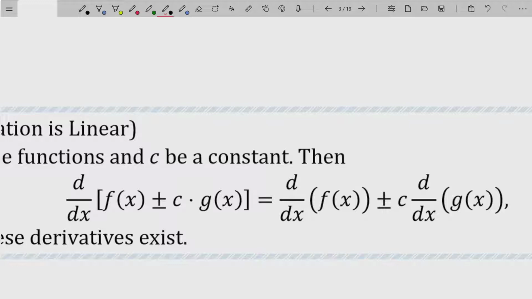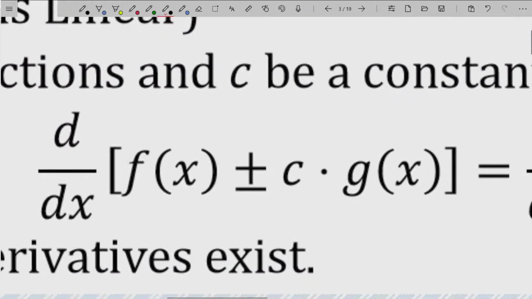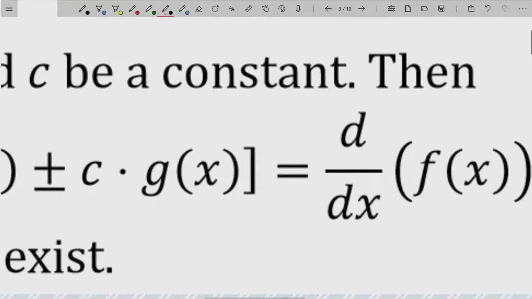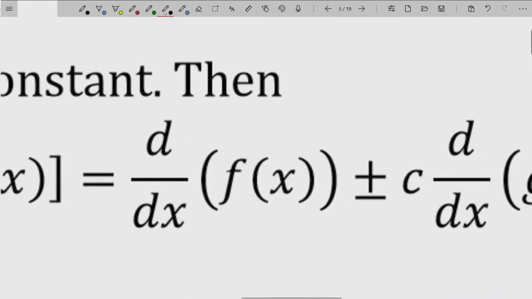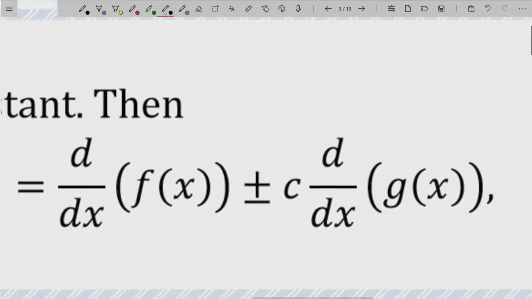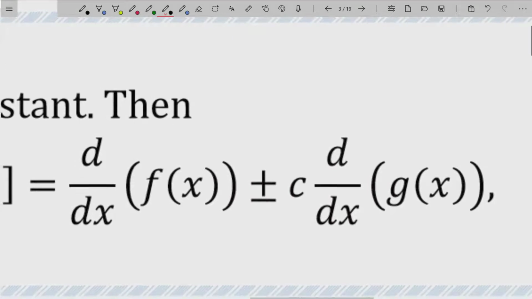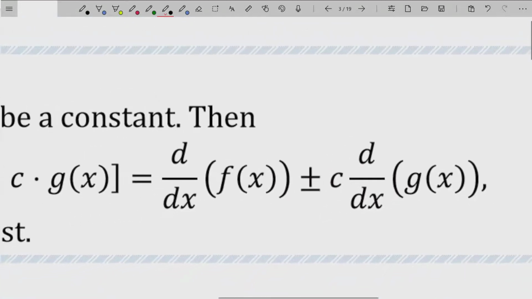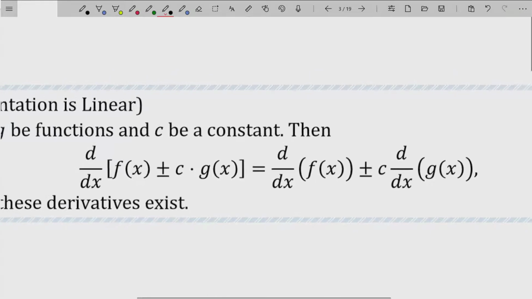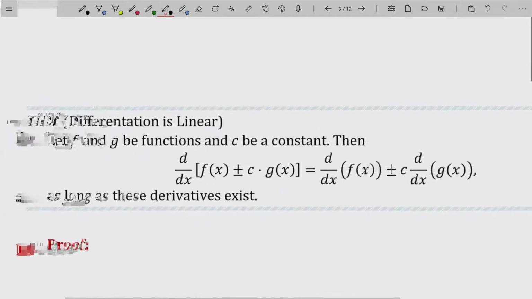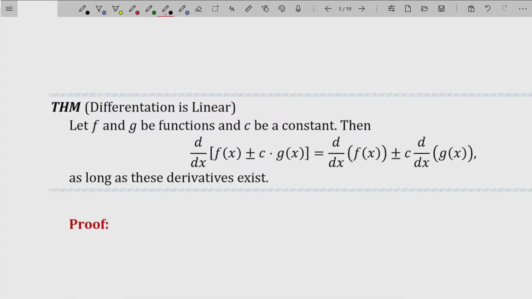rare to find. However, differentiation is a linear operator, which means if I take the derivative of a function plus or minus a constant times a different function, I could actually split that apart into the derivative of the first function plus or minus that constant times the derivative of the second function. As will always be the case in calculus, there is a little bit of a caveat on the back end, provided these derivatives exist. That's the caveat on the back end.